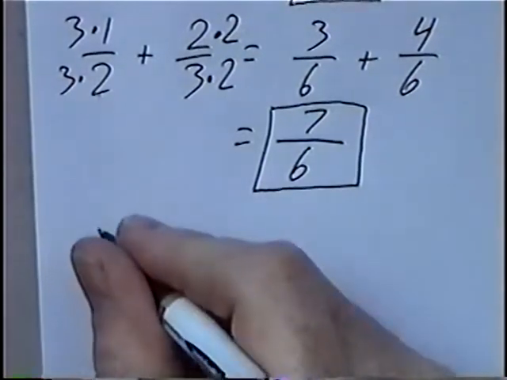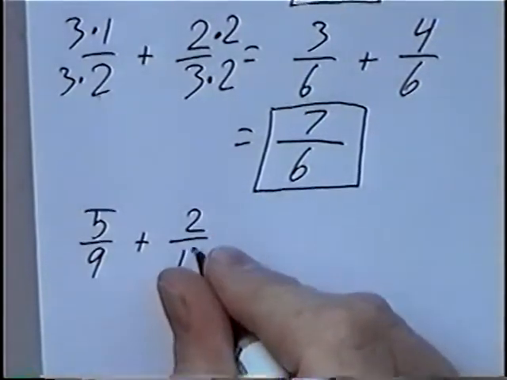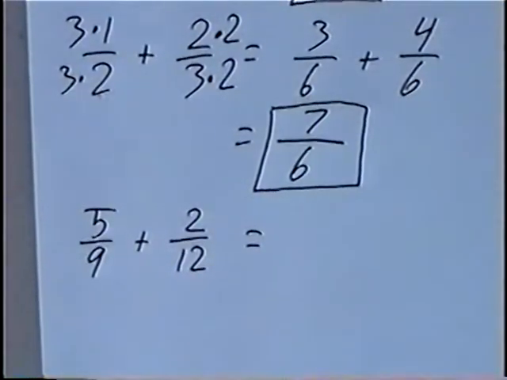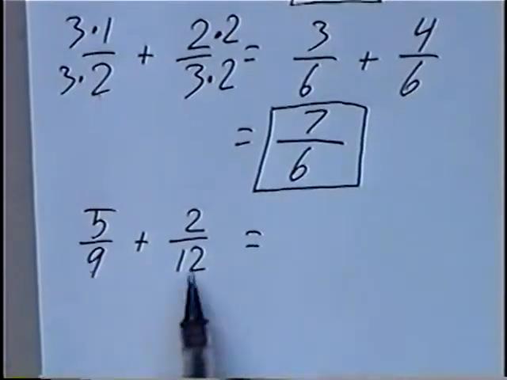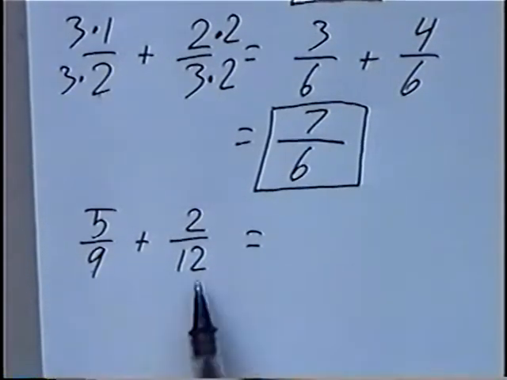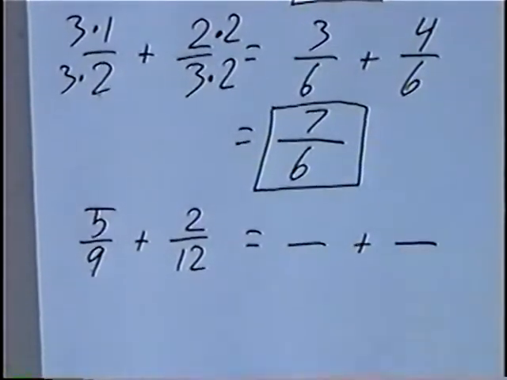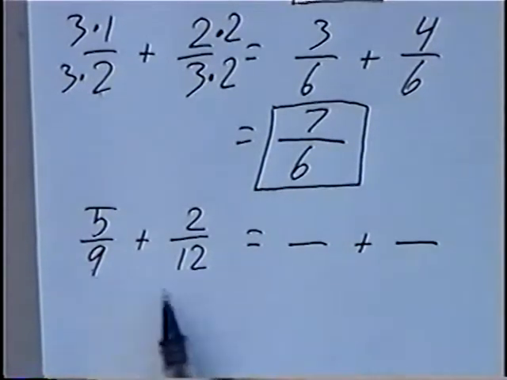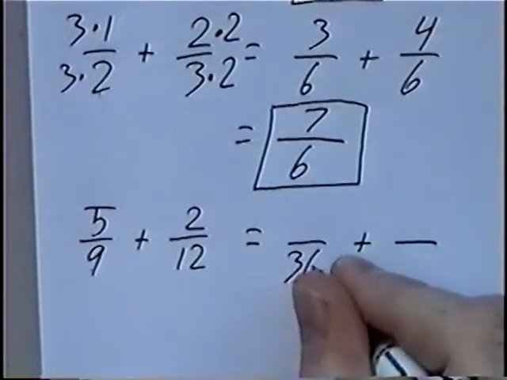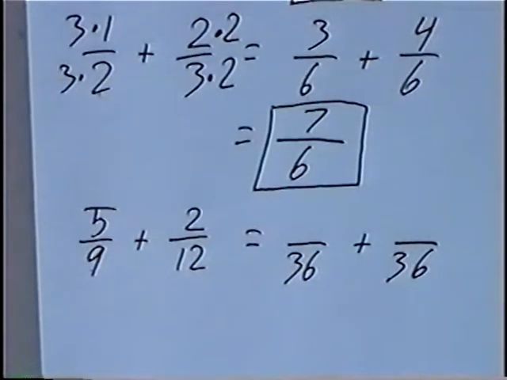Next question for the section, 5 over 9 plus 2 over 12. Again, adding fractions, the first step is to get the common denominator. A common denominator will be a number that 9 divides into and 12 divides into. You could multiply 9 times 12 to get a common denominator. Sometimes, though, there's a smaller denominator rather than multiplying the two. If you think about the numbers 9 and 12, both of those divide into 36. So the lowest common denominator, or common denominator we'll use for this problem, will be 36.